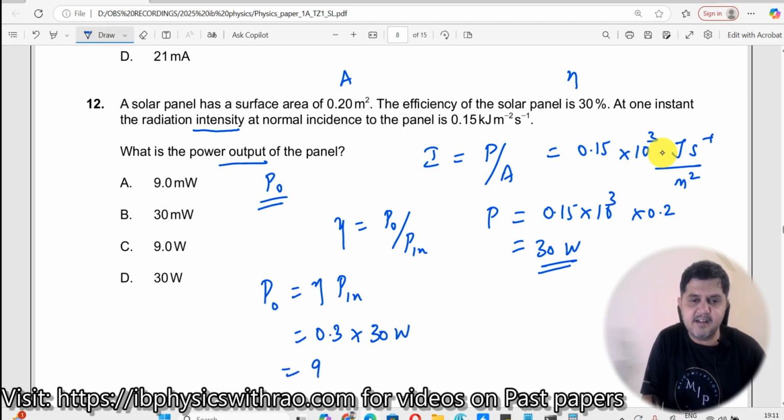Finally, I get this as a 9 watt should be the answer. 9 watt, 9.0 milliwatt. Many of them, by mistake, they do this one. So take care. So this should be just 9 watt. Answer is C.